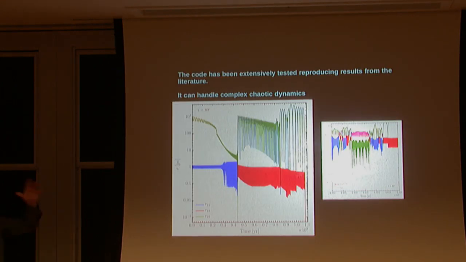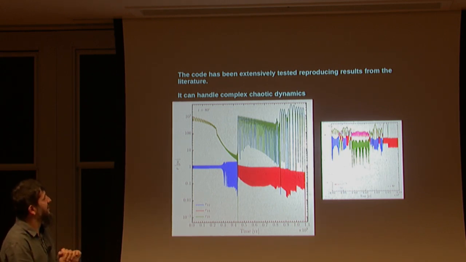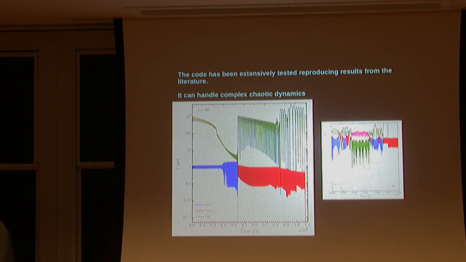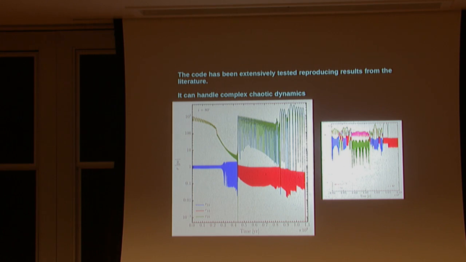So we tested this code against many results in the literature. We tested all the stability of the triple configuration in PN approximation, et cetera, et cetera. We did some comparison with some specific runs that Fabio did with ARCHAIN and other codes. And so it works pretty well.